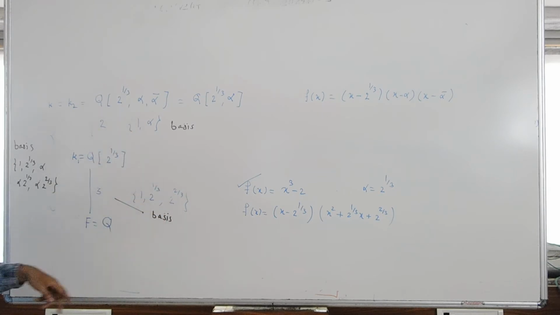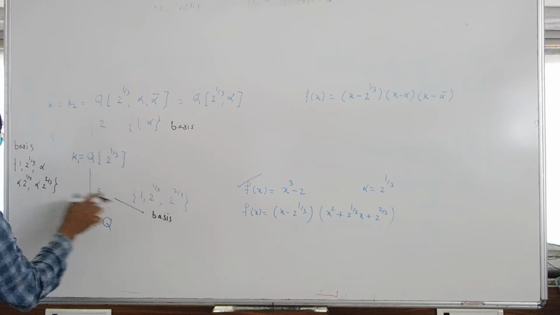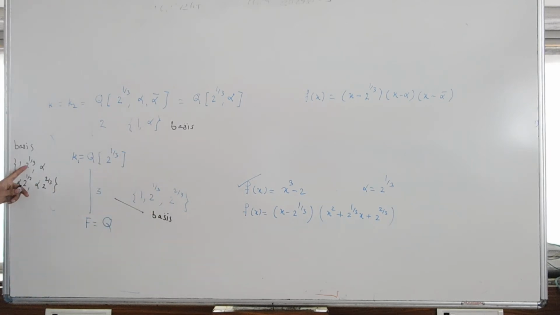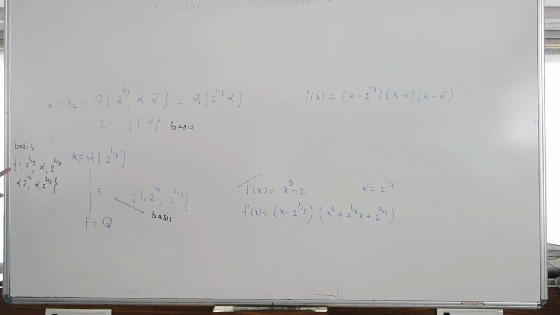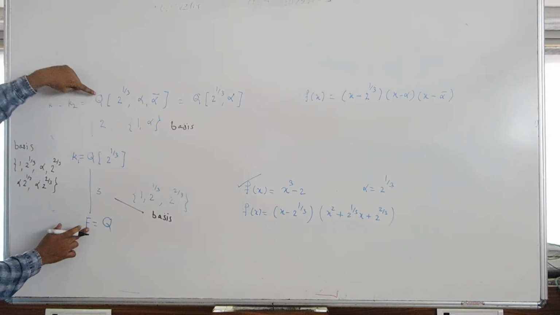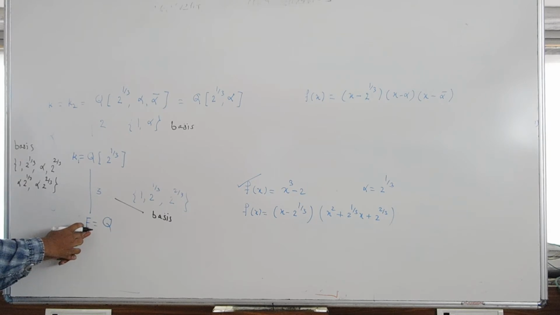Let's take the multiplication. Anything else? 1, 2, already there, yes. 1, 2, 3, 4, 5. And what is the sixth one? Alpha 2 raised to 2 by 3. Yes, this is there. So 1, 2, 3, 4, 5, 6. So there are 6 elements in the basis. So the total degree of extension is 6.